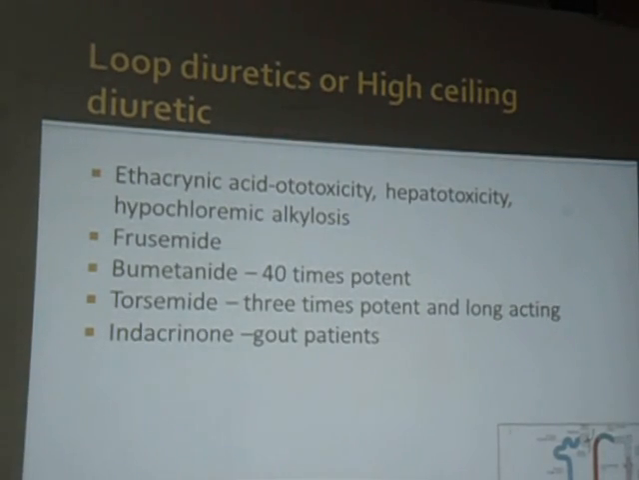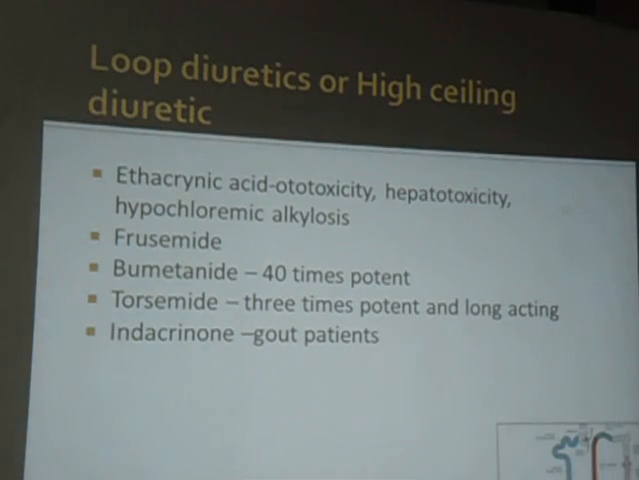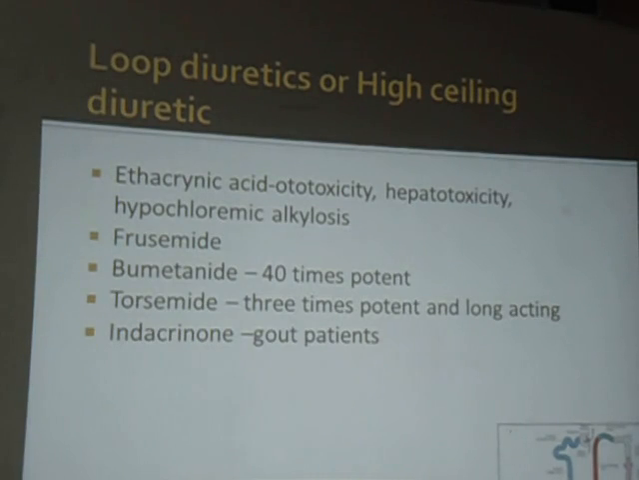So, loop diuretics are the high ceiling diuretics. The first drug which was used was ethacrynic acid. As you know, we have the limbic system, and also the semicircular canals which maintain the balance. You might have learned about this in the inner ear and its mechanism in maintaining the balance.